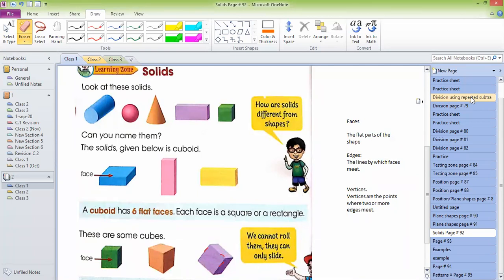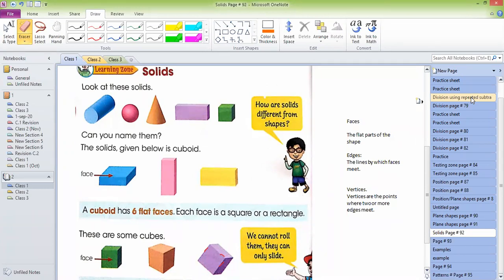You know about the solids now, you know about the properties of the solids now. I'll just give you a quick revision, a quick overview about the solids. You know about the faces, edges, and vertices. Faces are the flat parts of any solid, any shape. Edges are the lines by which two faces meet. And vertices are the corners or the points where two or more edges meet.